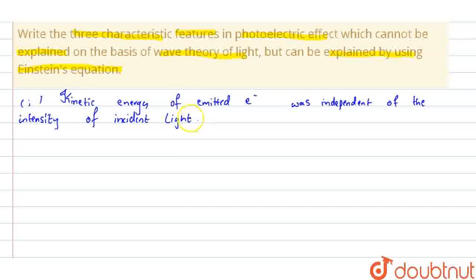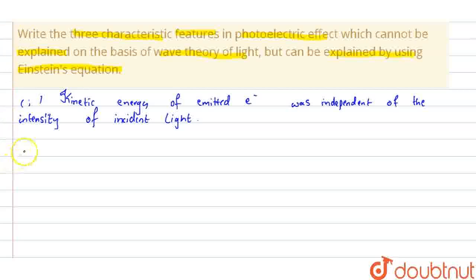So what does affect the kinetic energy of the emitted electrons? It is actually affected by the frequency of the photons. So the frequency of photons actually affects the kinetic energy of emitted electrons. The intensity just affects the number of electrons being emitted. Alright, that's a major point to be remembered.